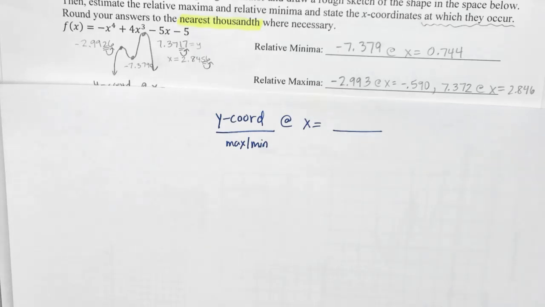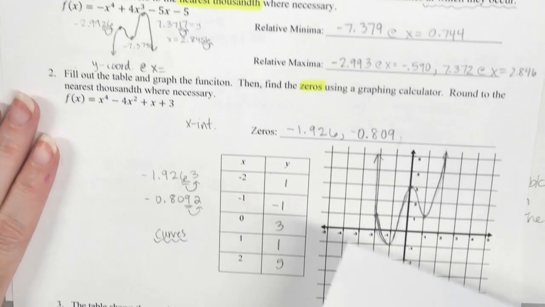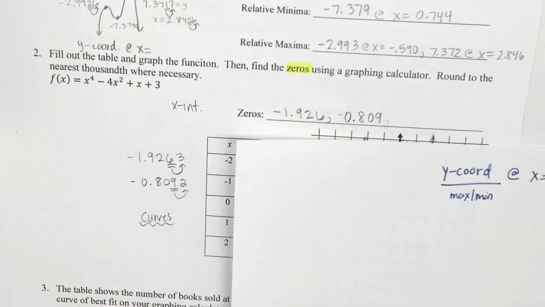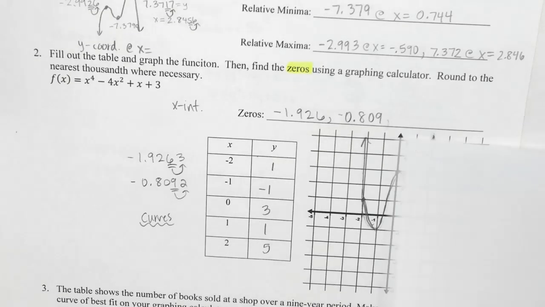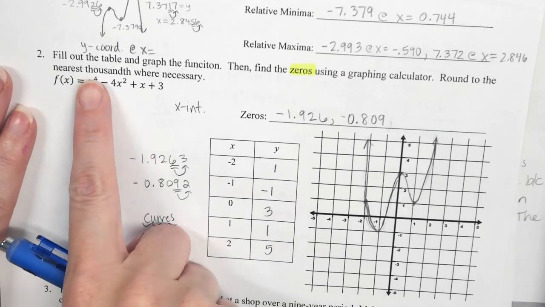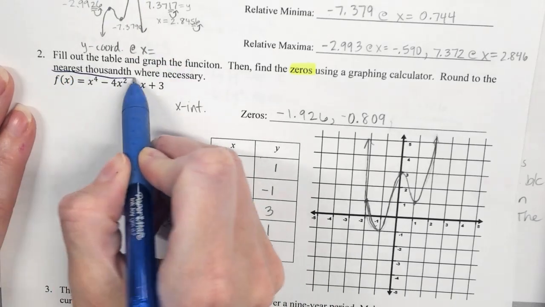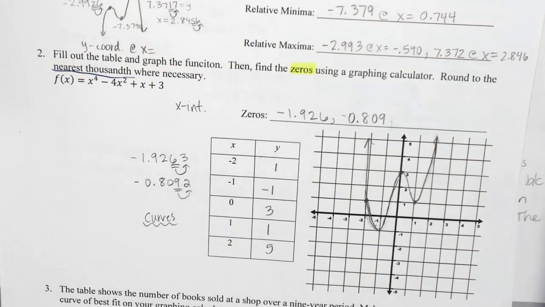All right, and then we are finding the zeros in graph 2. So in graph 2, your zeros are negative 1.926 and negative 0.809. Again, you can see that we're rounding these to the nearest thousandth. So I'm going to keep those the same on your quiz since that's what we've been working on. And then you had to just fill in the y values.